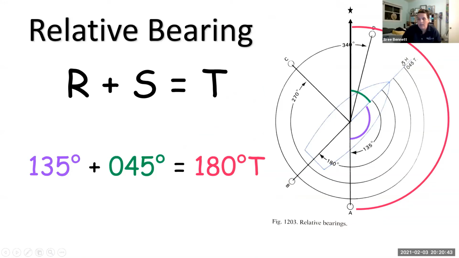Now we're going to apply numbers. If I wanted to know what this value was to plot it, I would apply my relative first, 135, plus my ship's heading, 045, to get the true bearing of 180, excuse me. And these are all true compass headings.